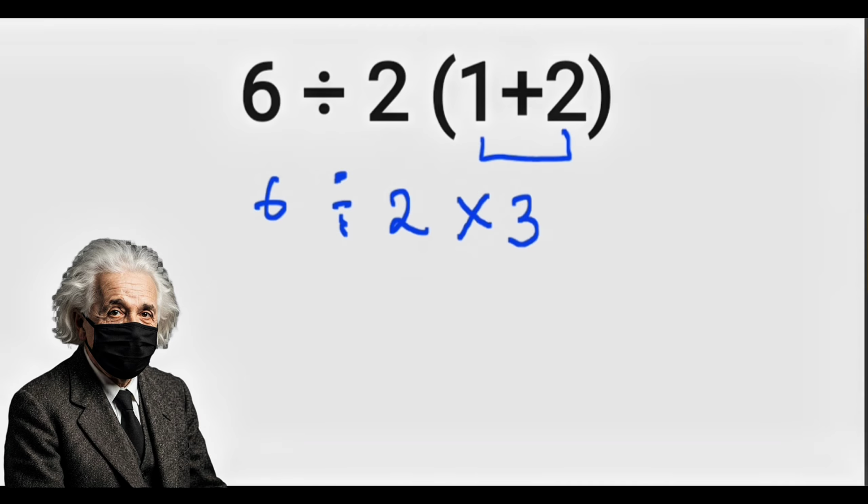Division shows up first. 6 divided by 2 equals 3. So now the equation becomes 3 times 3. And 3 times 3 equals 9. The real answer is 9.